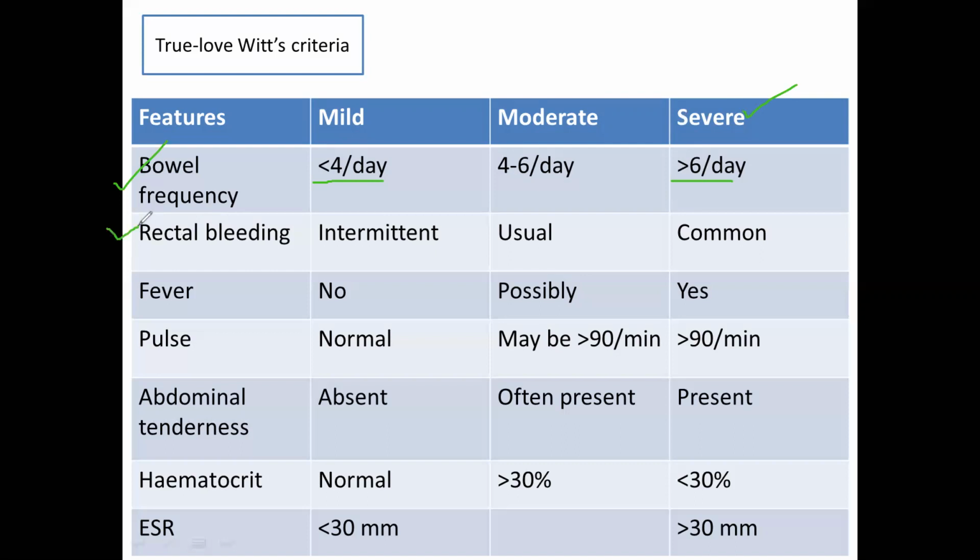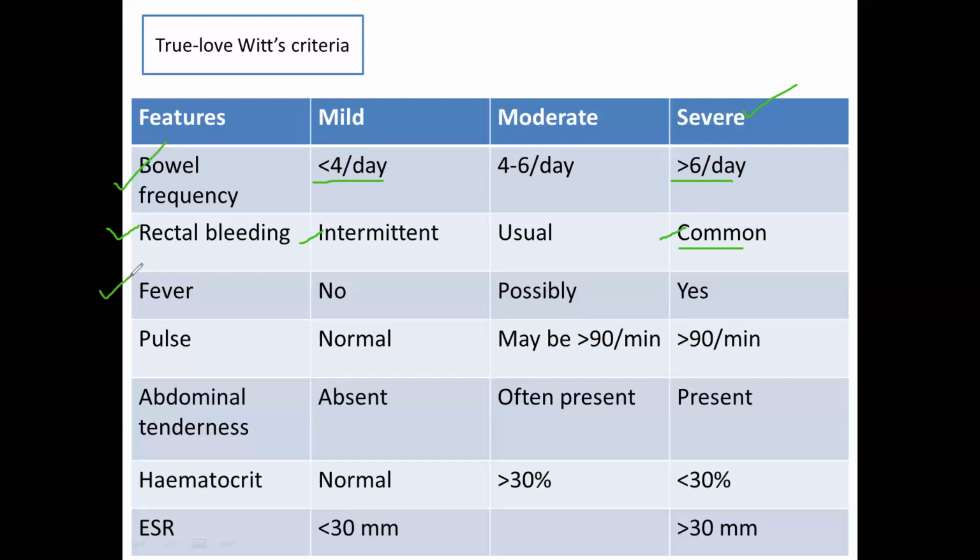Then rectal bleeding, again a prominent symptom in inflammatory bowel disease. If the rectal bleeding is intermittent, meaning sometimes it is present and sometimes it is not, then it is mild. If the rectal bleeding is usual, it is considered moderate. And if it is common, that is, always present whenever the patient has bowel movements and it is usually associated with blood, then it can be considered severe.